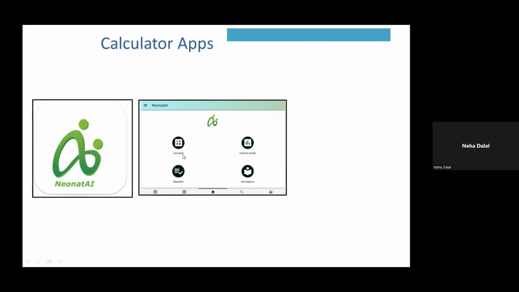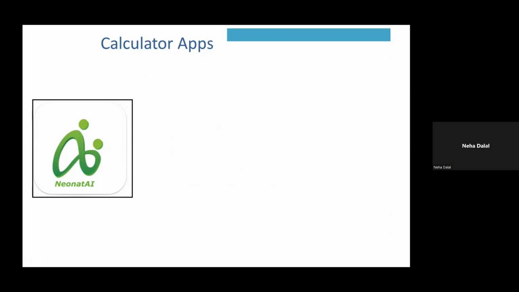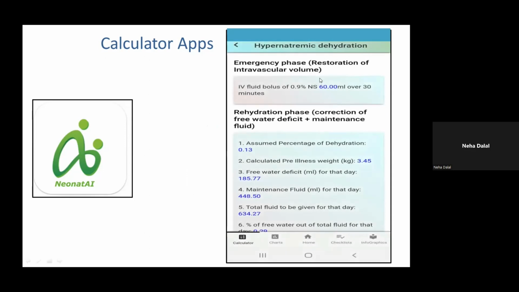It has other charts also. In this calculator, if we plot the birth weight, sodium values, and maintenance, then it gives this information. This is the emergency saline volume that we want to give. Here, I have put in 3 kg birth weight with 170 sodium and 150 ml per kg maintenance fluid. So this is the restoration phase, and the correction phase is this: 13% water dehydration, and the free water deficit is 185 ml. Maintenance was 448 ml, and the total is this. This calculator can be used on phones also, and it is very easy and convenient to use.